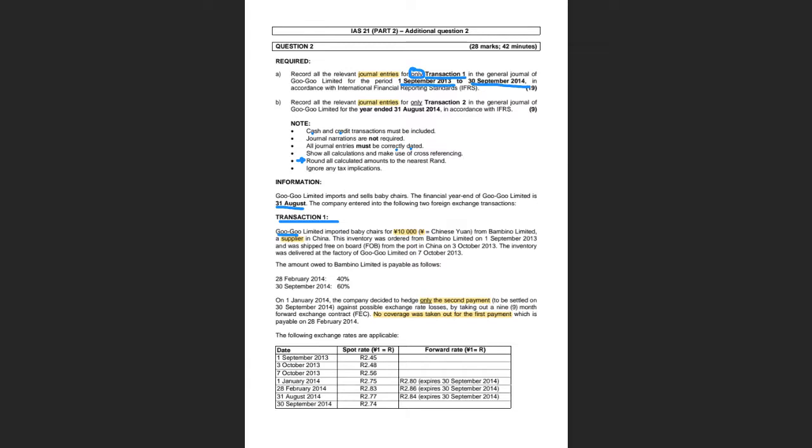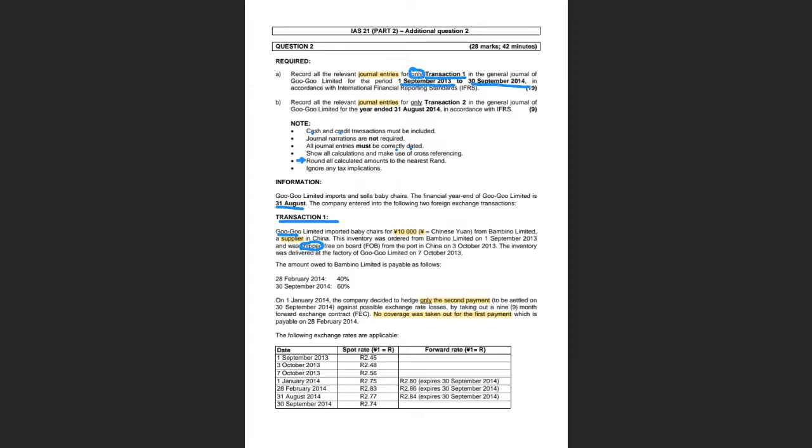So the transaction date is the date on which the goods were shipped. So now I'm going to underline that word for you, right? We're looking for that word, shipped. Okay, so when you go to your questions, guys, please look for the date on which it was shipped.